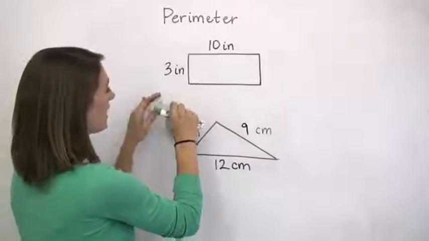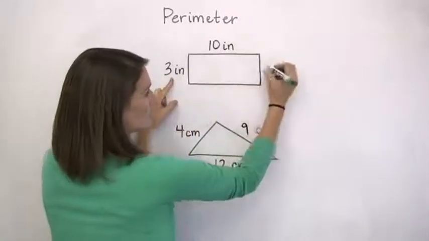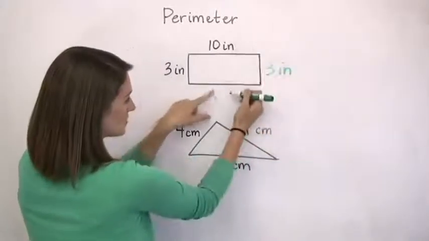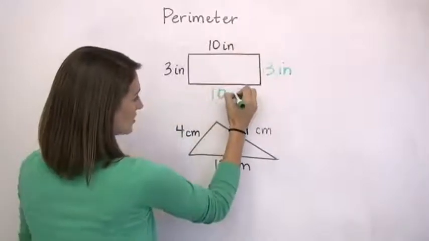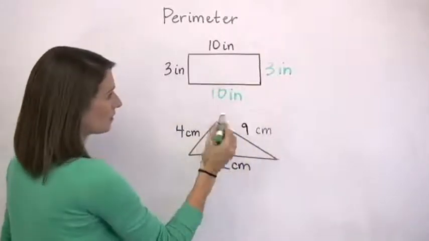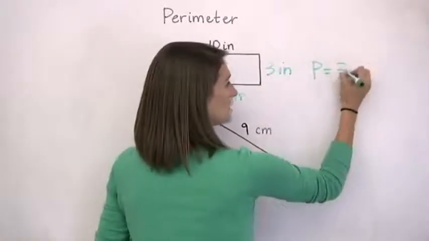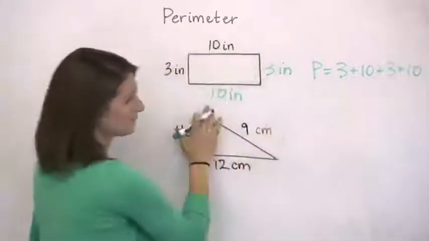Now we know that if this side says it's 3 inches, we know that the other side just opposite it is equal in length, which is 3 inches. Same goes for this side here. If the top one is 10 inches, this side down here is also 10 inches. So we can find the perimeter by adding up all of these lengths. P is equal to 3 plus 10 plus 3 plus 10.